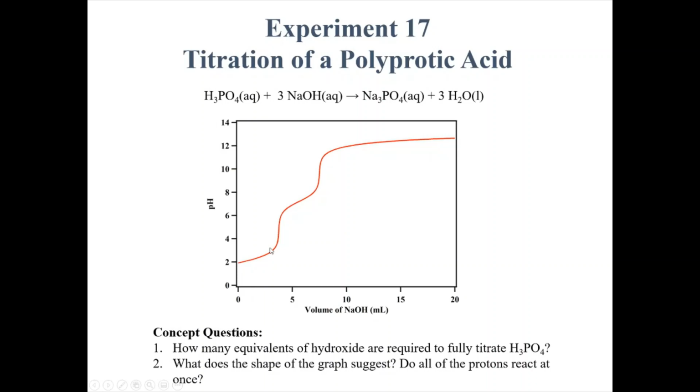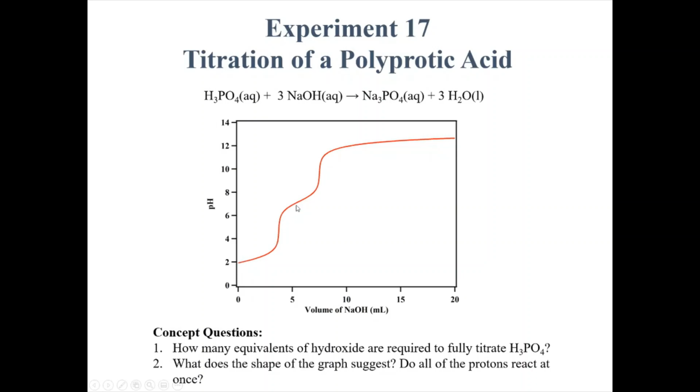This tells us that the process is not taking place all at once. Something is reacting, and then there's another thing that's reacting, and the reaction is taking place in a sequence. Because if you look at this, this looks like the titration curve for a monoprotic acid. And then this also looks like the titration curve for a monoprotic acid, and they're kind of overlaid on top of each other.